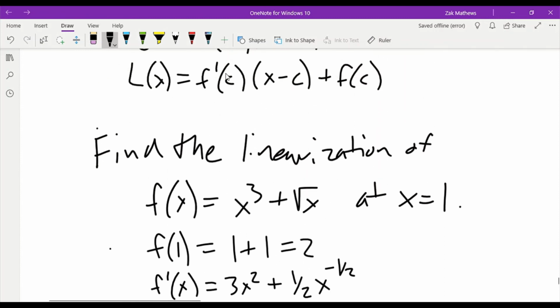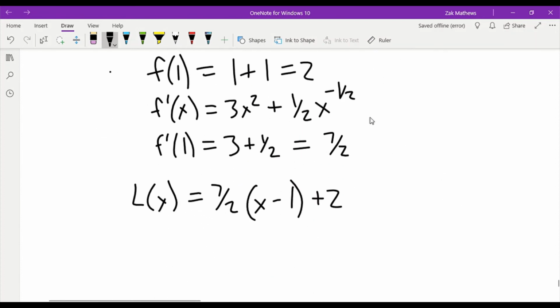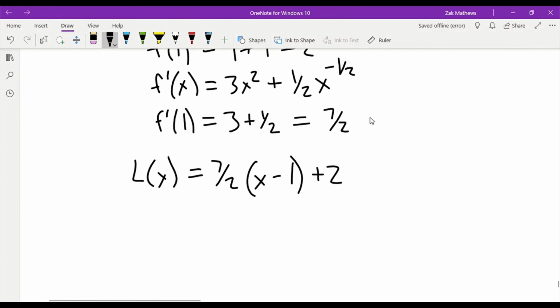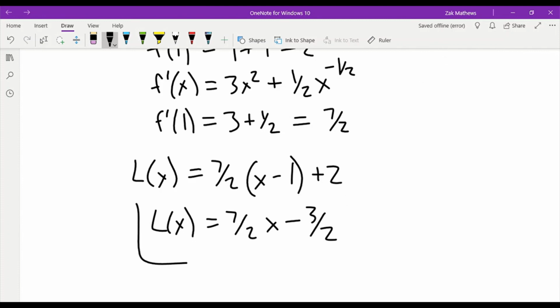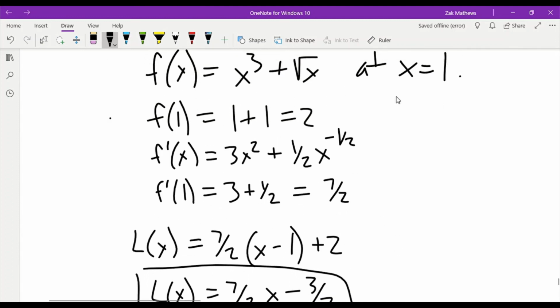We plugged in our slope value, we plugged in our x value, we plugged in the y value. And we can simplify this. We have 7/2 x minus 7/2 plus 2, which would be minus 3/2 when we simplify, 2 being 4/2 minus 7/2, which is negative 3/2. So there's a linearization. And that linearization is what we say is centered around this point, 1.